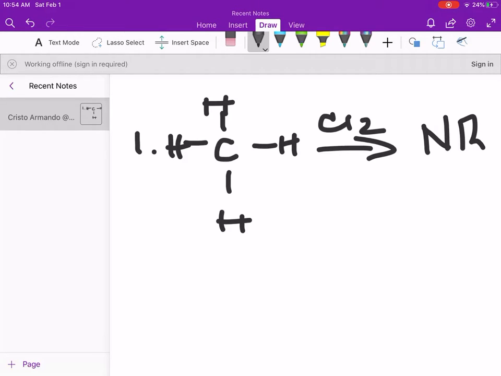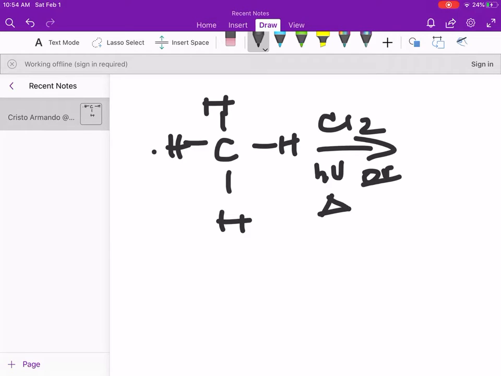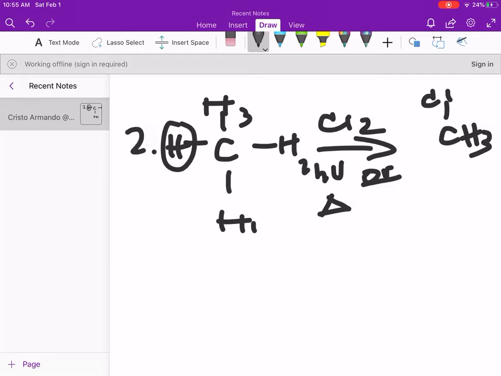right? But when you treat the same molecule with Cl2 and light, for example, or with heat, for example, then you get the following. CH3. So you were saying 3 of these hydrogen molecules, and then the 4th hydrogen molecule is going to be connected to a chlorine, right? So radical reaction.